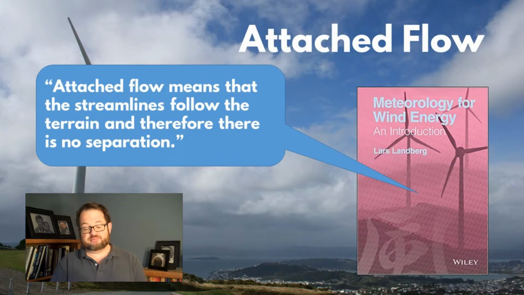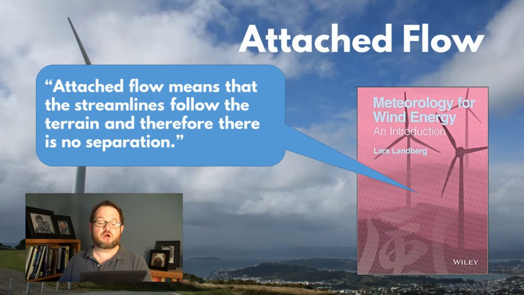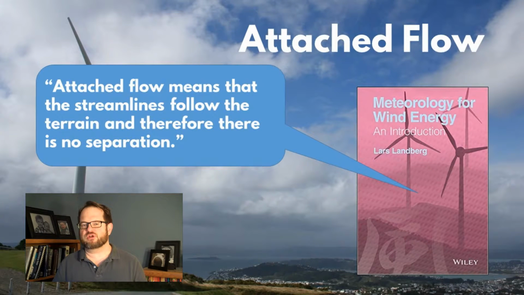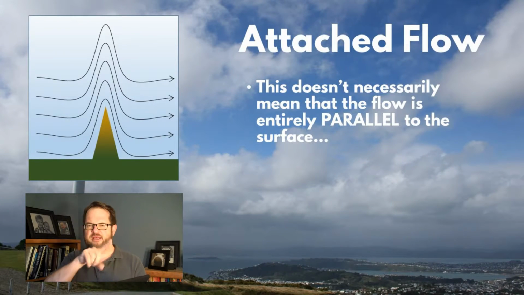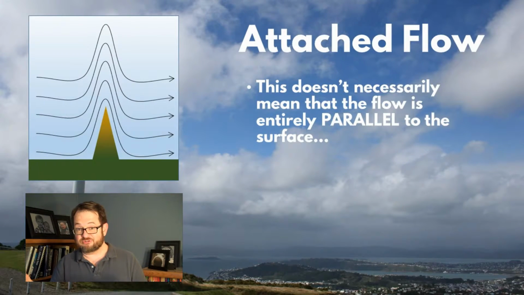Attached flow, it says, means that the streamlines of the flow follow the terrain and there is no separation. I don't like that it defines attached flow with another word we haven't yet seen, but let me draw you some figures. We've seen this diagram before in the previous lecture, where I had a little hill or a mountain and showed the flow going over it, following the terrain. That's what we mean by attached flow. The flow is following the terrain.